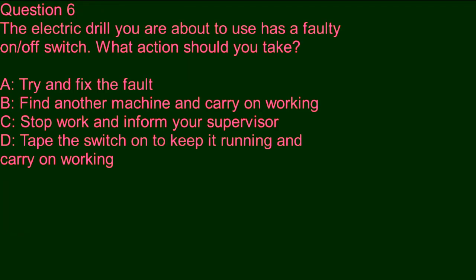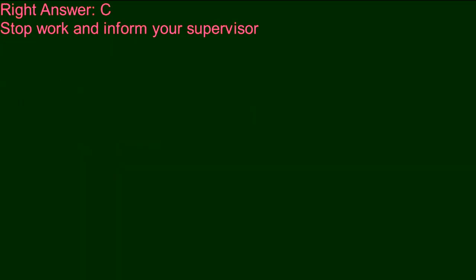The on/off switch is faulty. What action should you take? A. Try and fix the fault. B. Find another machine and carry on working. C. Stop work and inform your supervisor. D. Tape the switch on to keep it running and carry on working. Right answer, C. Stop work and inform your supervisor.